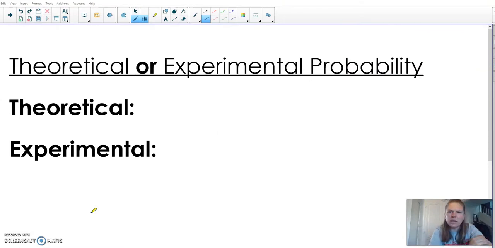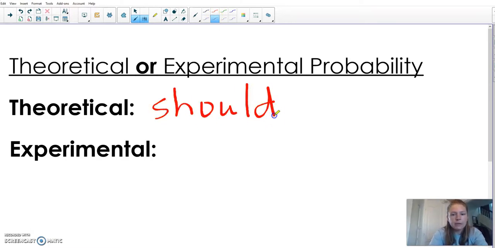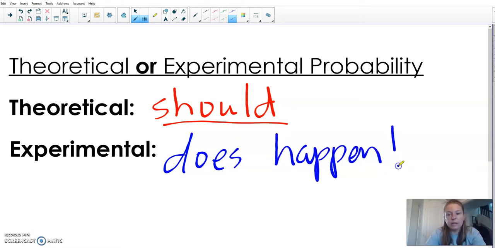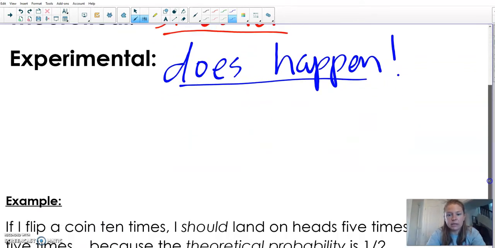So I want you to think like Mr. Rebellis, for those of you who have him for science, or Mr. Whitehead, or Miss Bird, or Miss Davenport. Think about how you do experiments. Science requires you to do experiments. That's what you're actually doing. I want you to think about that with probability, okay? So theoretical is what should happen, okay? Experimental is what does happen.